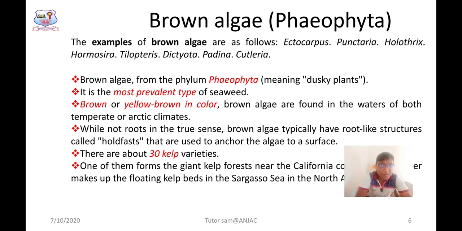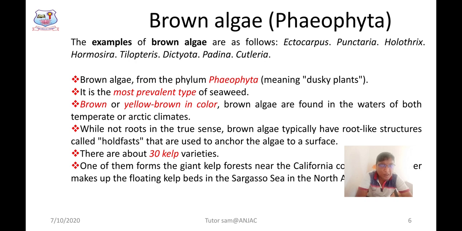Brown algae belong to the phylum Phaeophyta, which means dusky plants, and it is one of the most prevalent types of seaweed. Prevalent means the most common type of seaweed is brown algae, and its color ranges from brown to yellow-brown. They are present in both temperate waters as well as in Arctic climates.